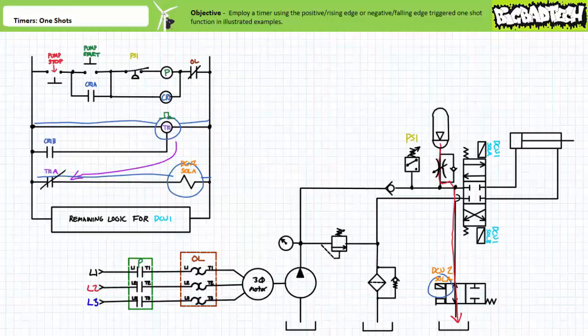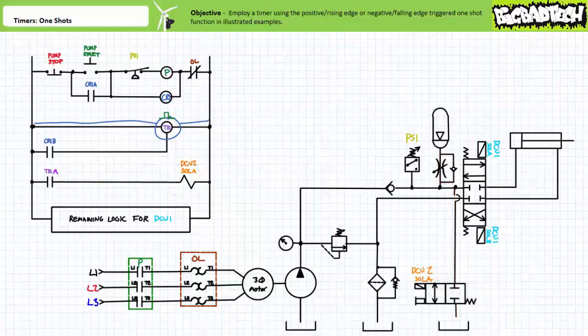After a period of 10 seconds, the timer executing the negative edge triggered one-shot function returns the contacts to their deactivated states. Contact TR1A opens, de-energizing DCV2 Sol A. The spring offset valve returns to the closed position, and we return to the de-energized start state of this system. Note how this timer ensures that this system's last act of the day when it's turned off is to discharge the accumulator, thereby contributing to the safety of the larger system.